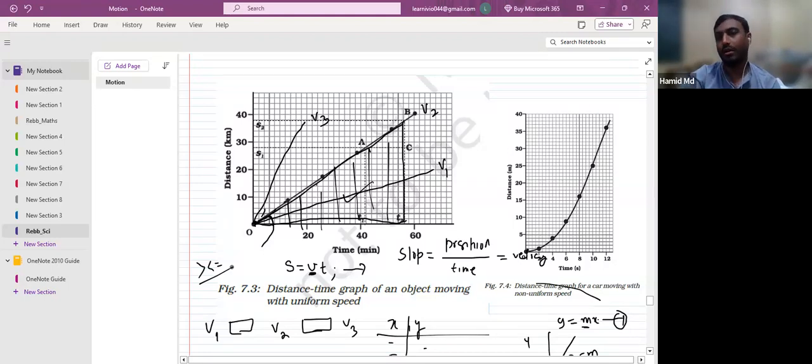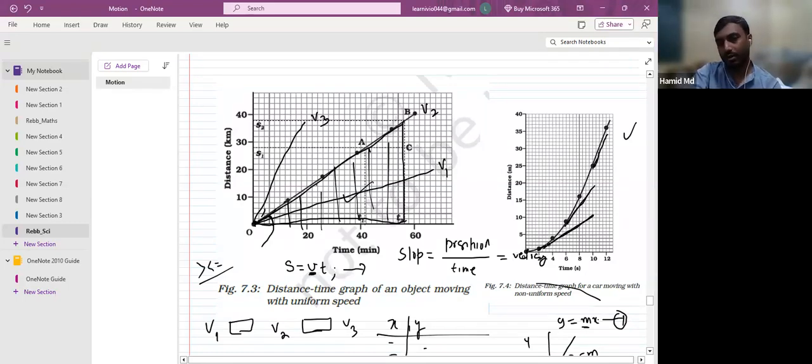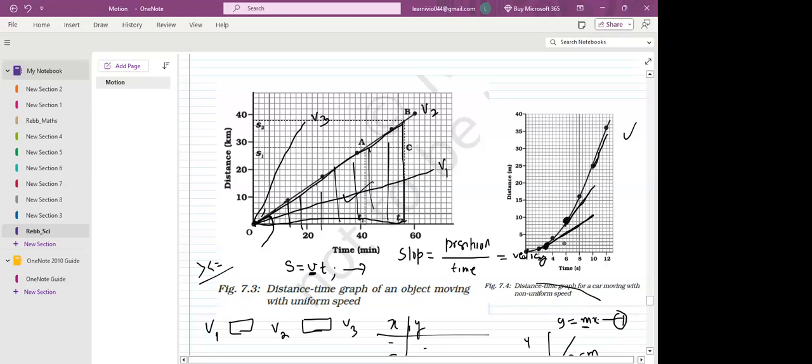So now see the right hand graph, this one. If I draw a tangent along this line, you see the slope. What can you say, is the velocity till this point greater or smaller than the velocity till this point? It's smaller.